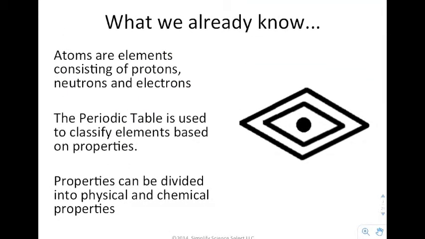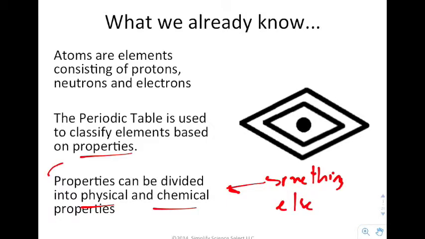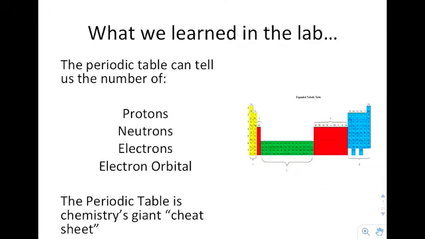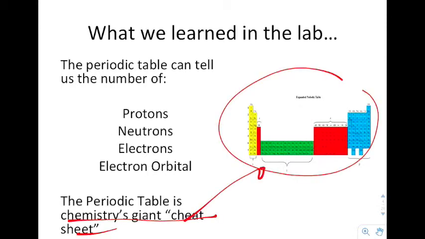So what we already know. We already know that atoms are elements consisting of protons, neutrons, and electrons. We also know that the periodic table is used to classify elements based on properties. And we also know that properties can be divided into physical or chemical properties, based on whether it's reacting with something else or whether it is independent, which is what we mean by physical properties. So what we learned in the lab, we know that the periodic table can tell us the number of protons, neutrons, electrons, and even the electron orbital. What we learned is in essence that the periodic table is a giant cheat sheet, where if you know how to properly use the periodic table, you can get a lot of information out of it.